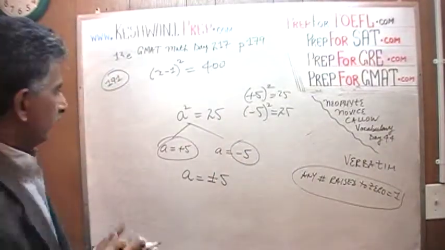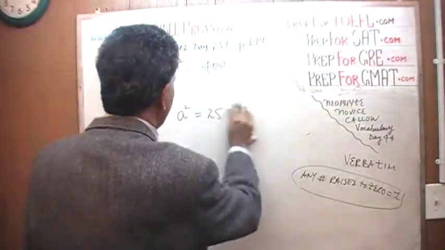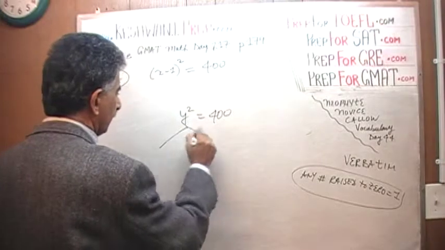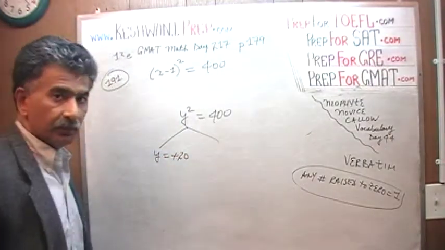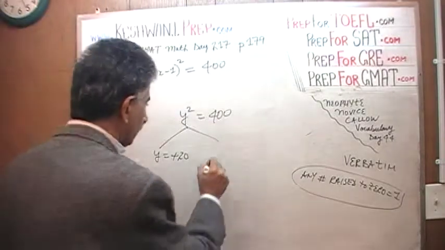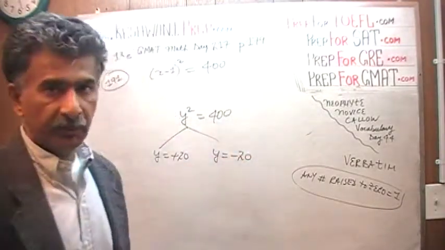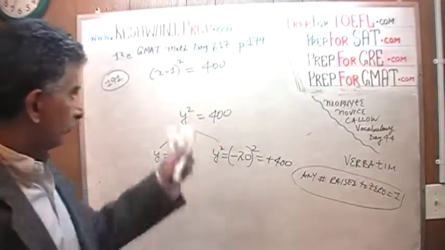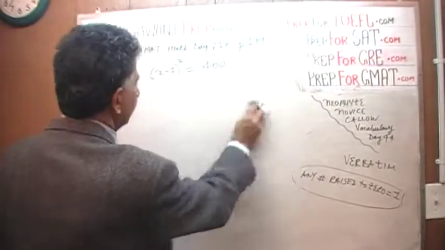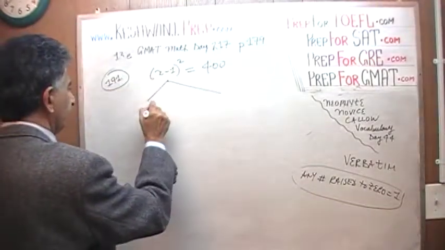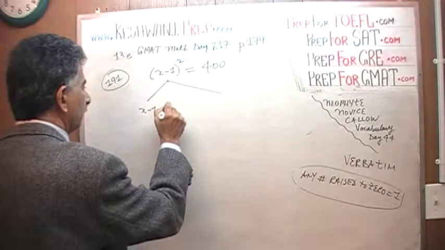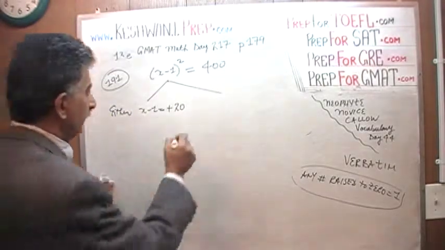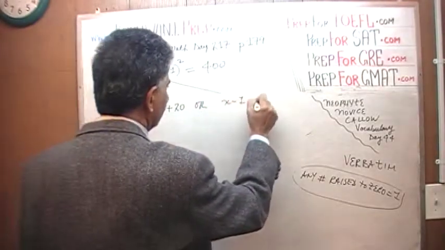Same thing here. When the square of something equals 400, here y is either positive 20, because positive 20 times positive 20 is positive 400, or y could be negative 20, because negative 20 squared is also positive 400. So what this tells us is that either x minus 1 is equal to positive 20, or x minus 1 is equal to negative 20.